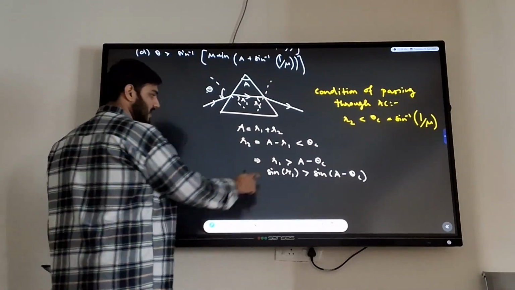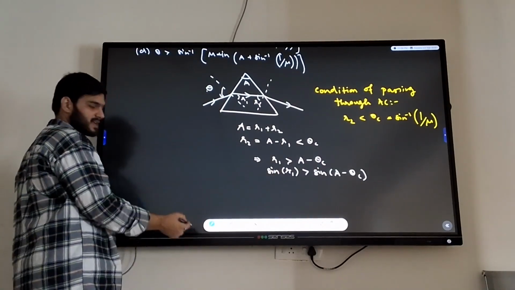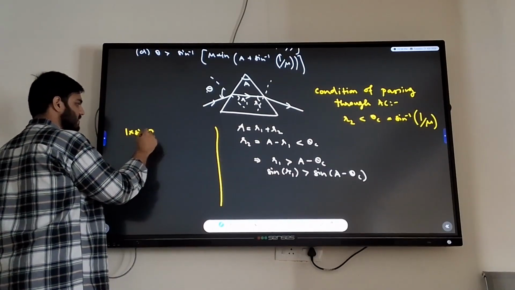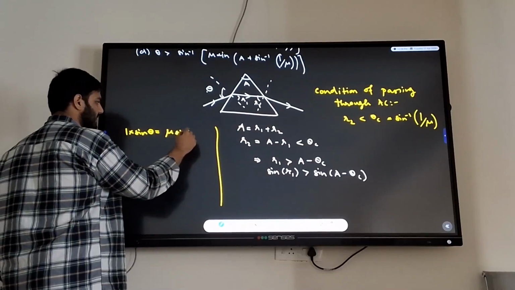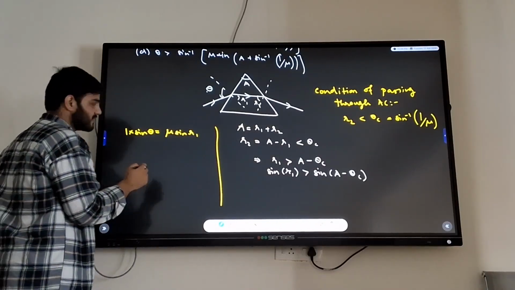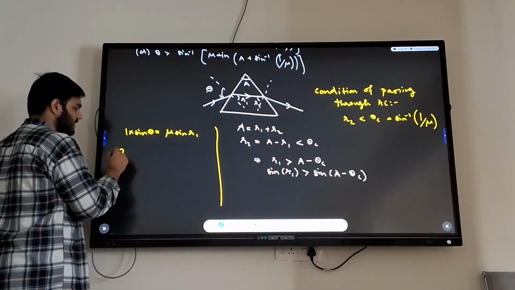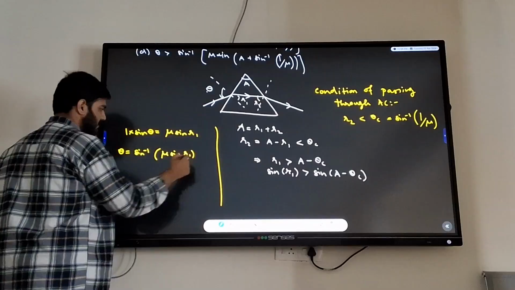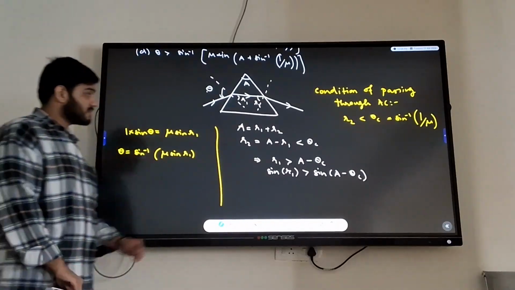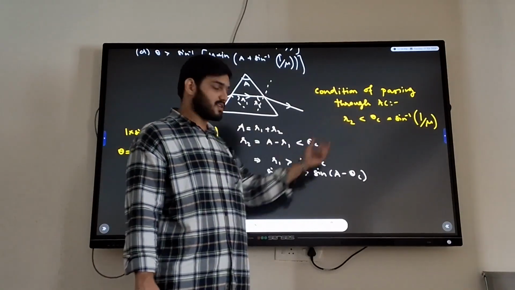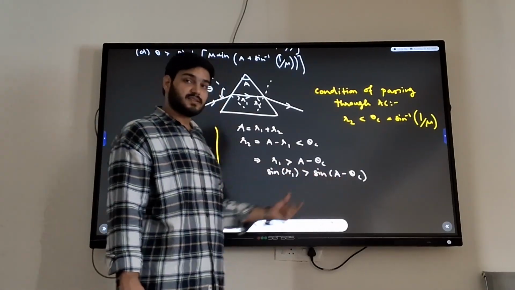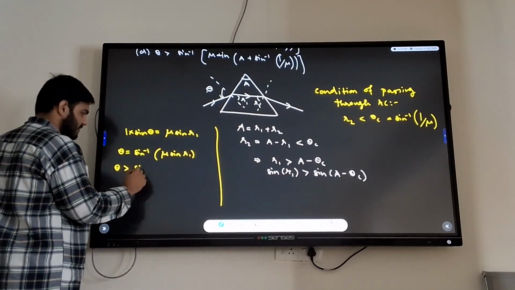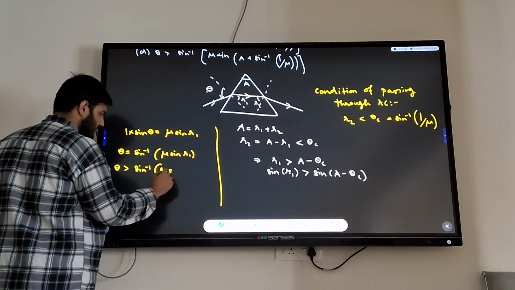Okay. Now I have sine R1, I can relate with sine theta. By Snell's law, what will I get? By Snell's law, 1 into sine theta is equal to mu into sine of R1. So that means theta is equal to sine inverse of mu sine R1. But for the passing through condition, your sine R1 has to be greater than this. That means your theta has to be greater than sine inverse of mu sine R1.